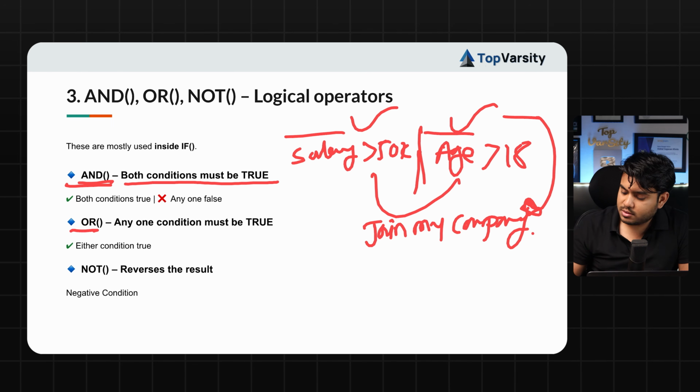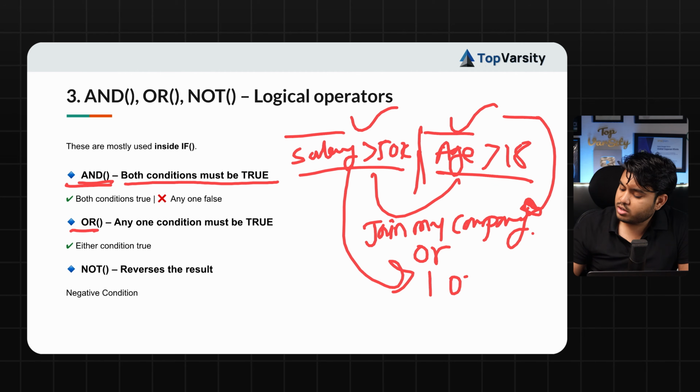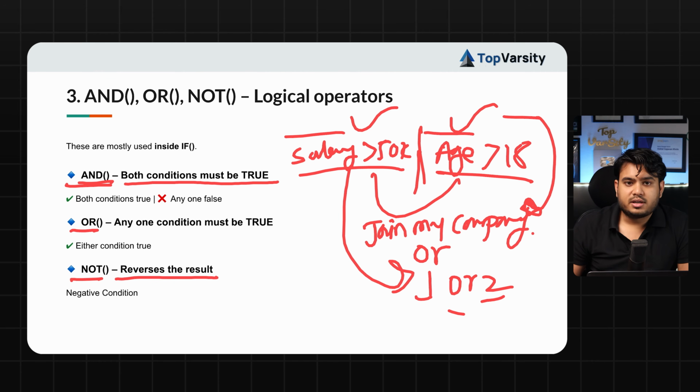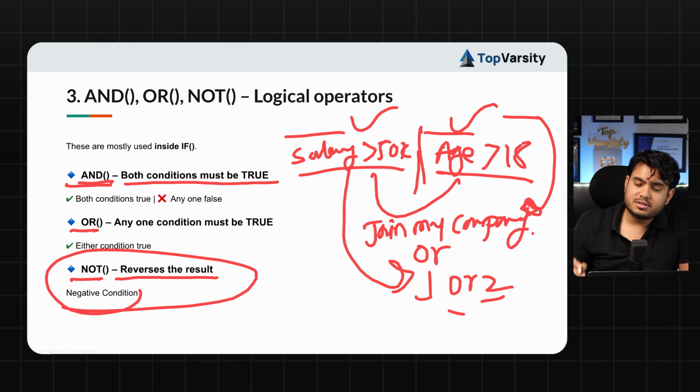Second is or. Or means I don't care, either your age should be 18 or your salary should be 50k, you can join my company. Then here the condition is or, 1 or 2. If anything works, you can join my company. Third is not. It reverses the result. This one usually will not be used anywhere because it is useless from my point of view. Because if you have if, then you will not use not.